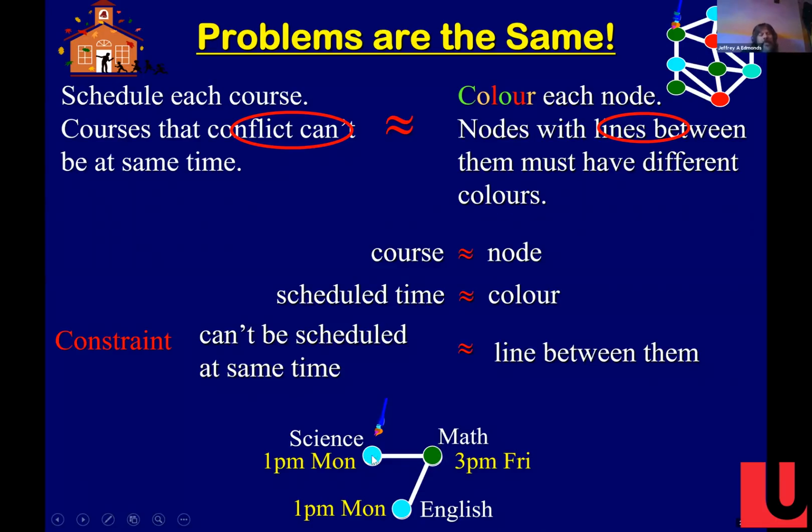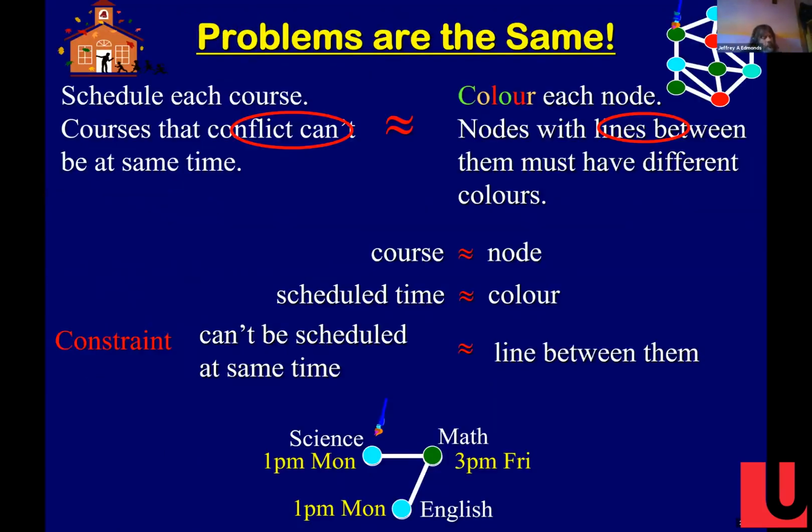I have a graph with edges between them, and I need to allocate the nodes colors so that each edge has 2 different colors, or my nodes are courses, and I have to give each course a time slot such that if there's an edge between the courses, then they can't be given the same time slot. So that just says the problems are the same.